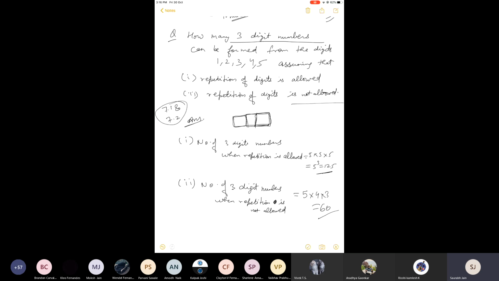Now 2 digits will be blocked. So how many digits are left for the leftmost box? Only 3 digits. So that is what I'm saying. Repetition is not allowed, so the number of ways is 5 into 4 into 3. That will give you 60 numbers.